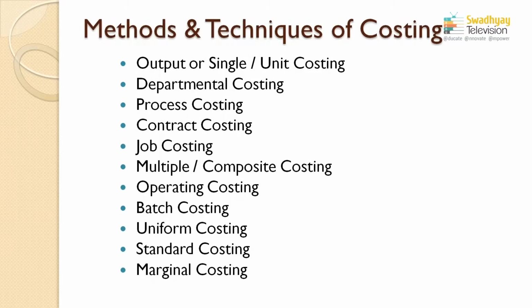But ultimately the whole structure and the whole cost for the manufacturing of the product, as compared to contract costing, is a little lesser or a very small amount. So that is why in case of a small contract or small work, job costing is a suitable method. Moving to the next part, that is multiple costing or composite costing.